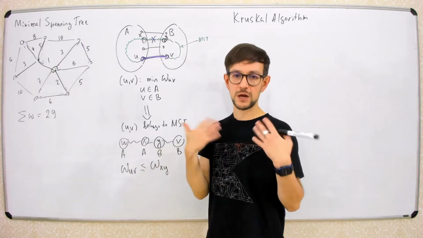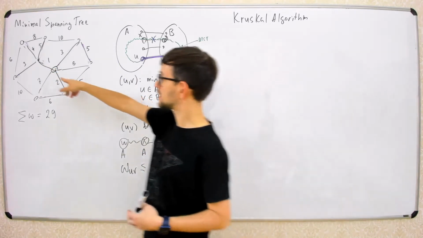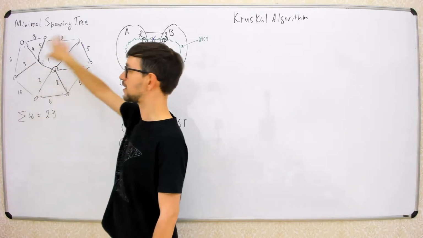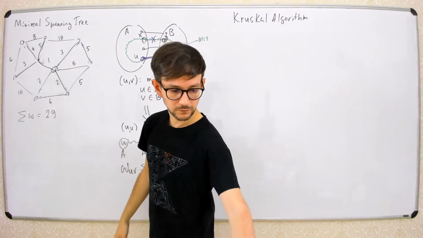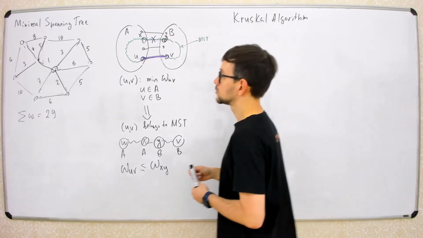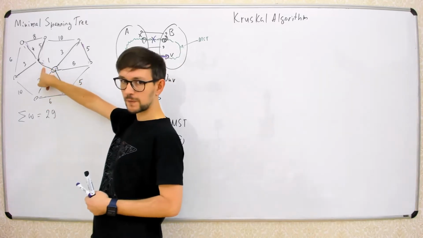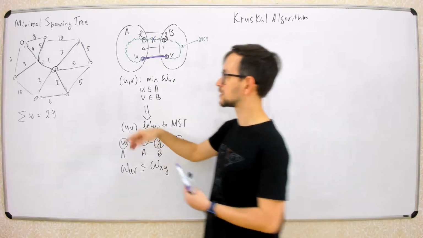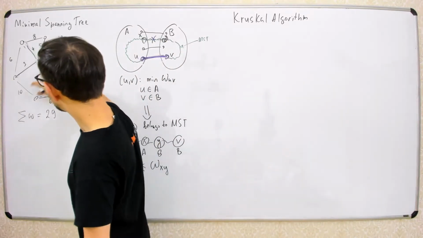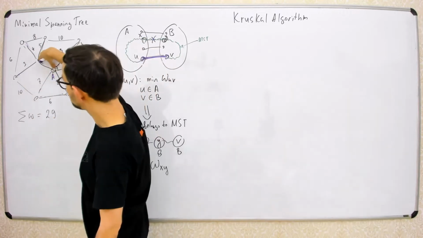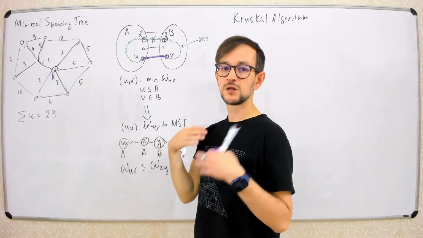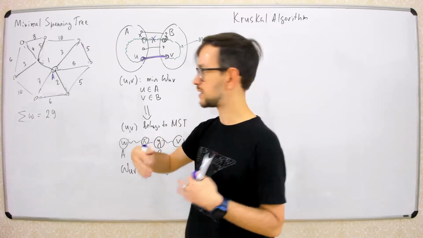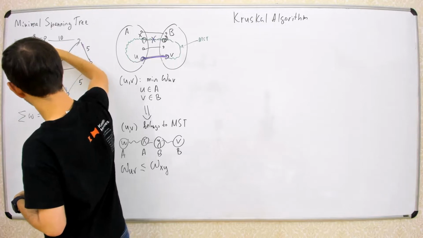Because we can look at any cut which contains this edge. For example, you can look at the cut from this node and everything else. Again, let's find this minimal edge. This minimal edge is a minimal edge in some cut. For example, we can say this edge is A and everything else is B. So this edge will be the minimal edge in this cut, and the minimal edge in this cut should belong to some minimal spanning tree. So let's just add this edge to the minimal spanning tree.